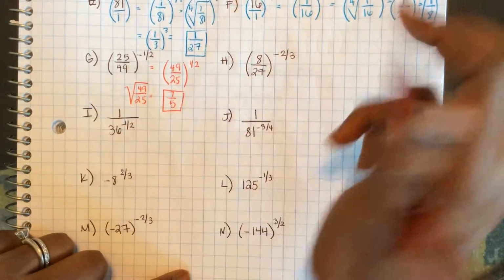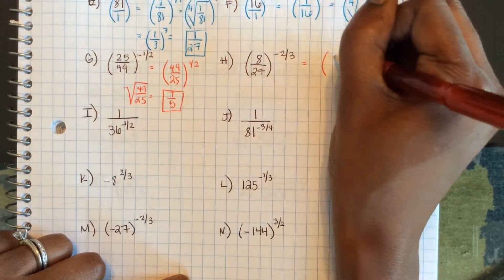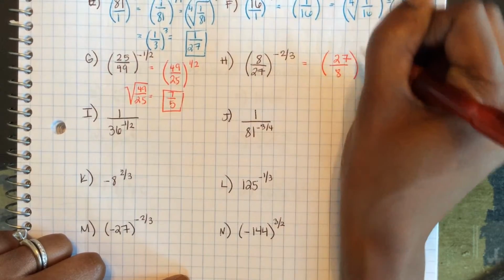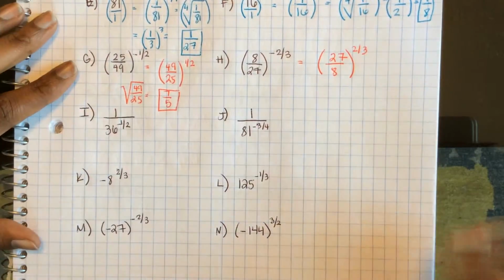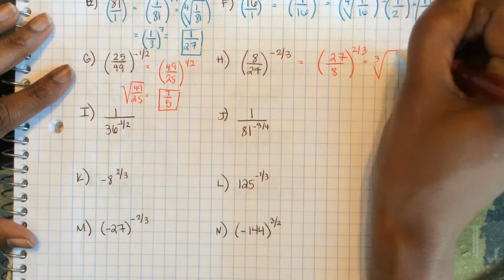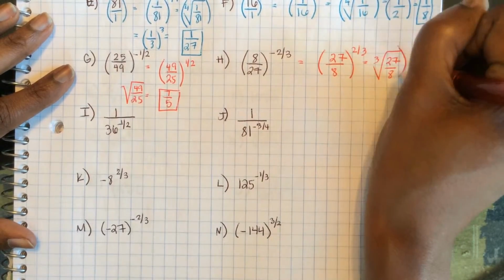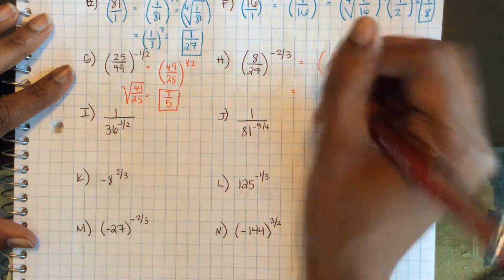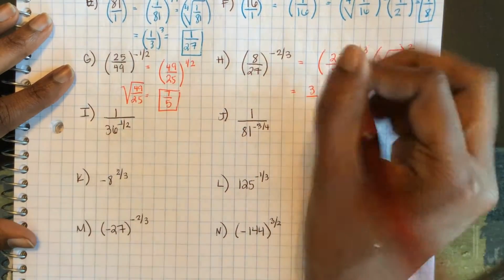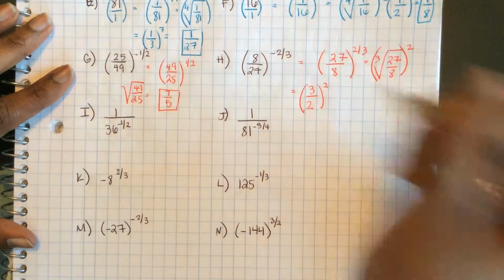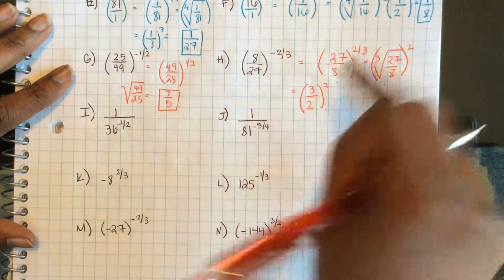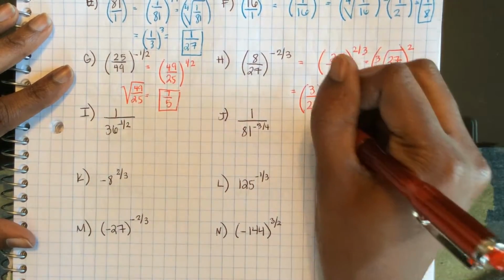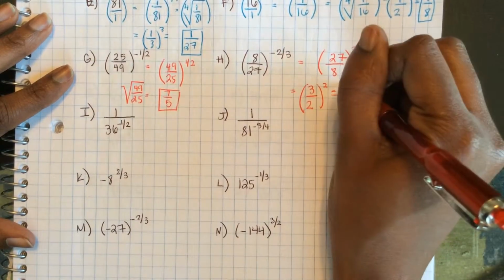Once again, negative exponents: I make it positive by doing the reciprocal. So this is the third root of 27 over 8, squared. Well, the third root of 27 is 3. The third root of 8 is 2. And now I can square both of those. 3 squared is 9. 2 squared is 4.